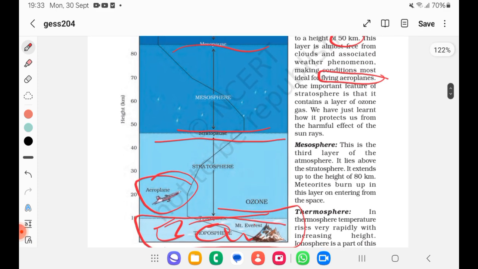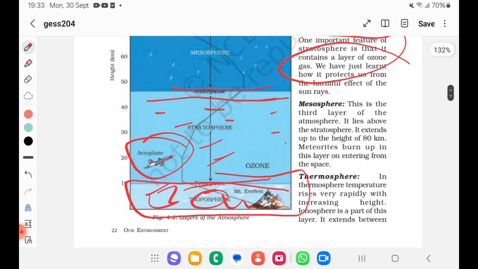One important feature of the stratosphere is that it contains a layer of ozone gas. We have just learned how it protects us from the harmful effects of the sun's rays. So it also contains the ozone layer which will protect us from the harmful UV rays.